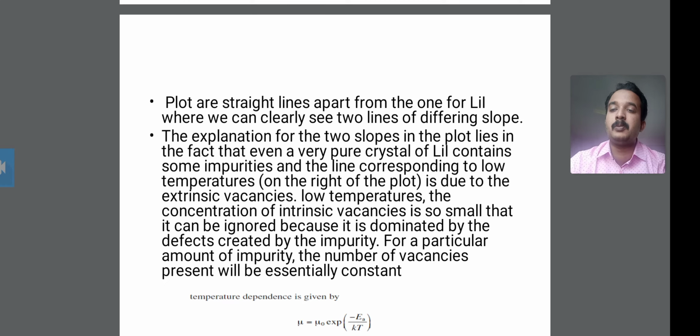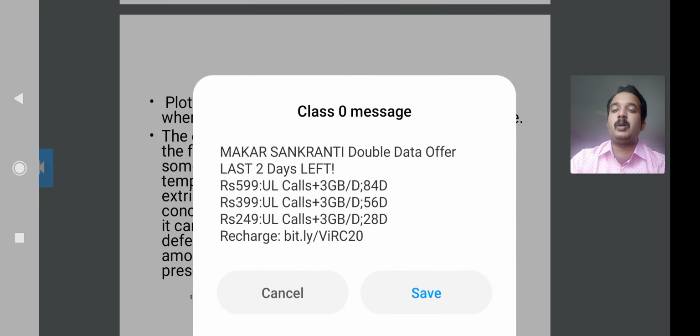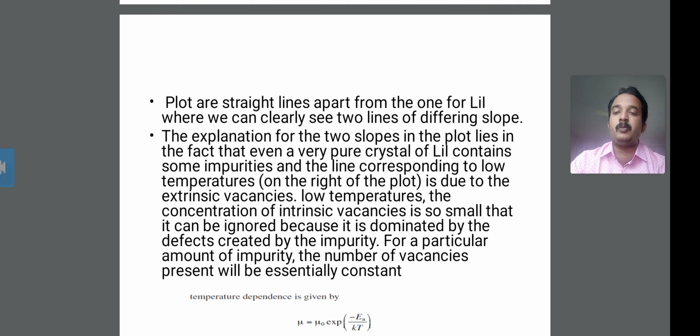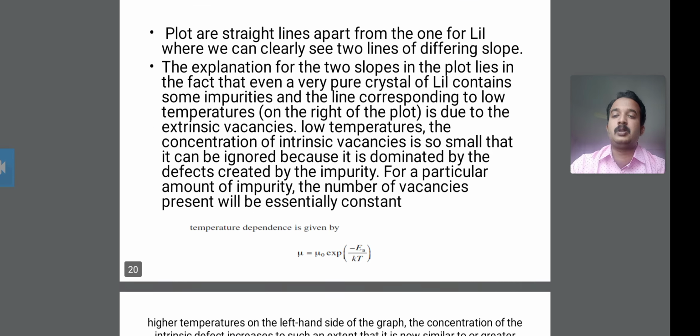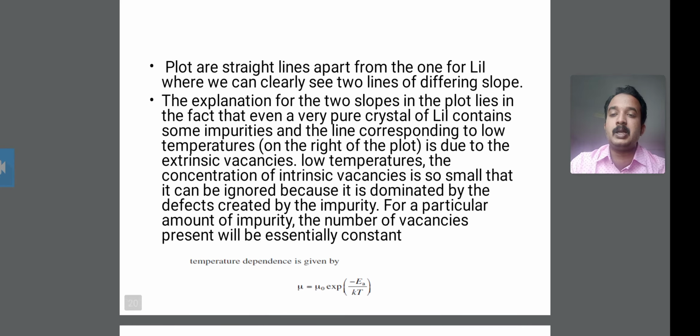For a particular amount of impurity, the number of vacancies present will be essentially constant. For different amounts of impurity, the vacancies present are considered essentially constant. Therefore the temperature dependence is given by mu equals mu 0 into exponential of minus Ea upon kT. This is the temperature dependence formula.